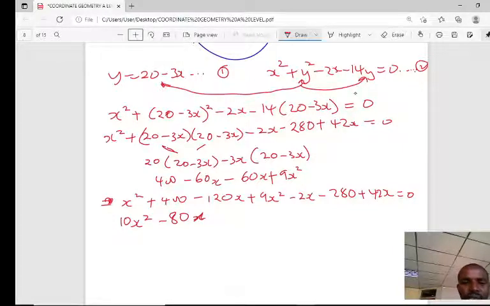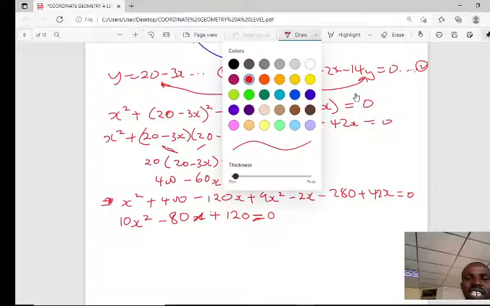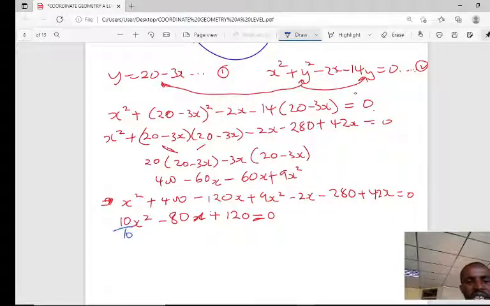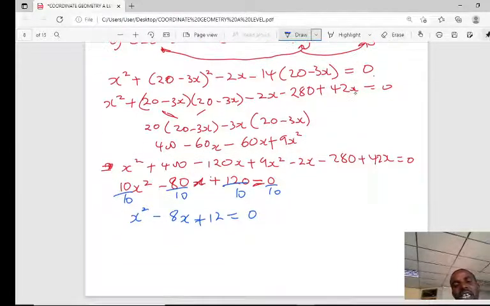Then the x is done. Now the constants. Constant, we have 400 minus 280. What is 400 minus 280? Better use your calculator so that you avoid making mistakes. Right, then done. Now we have to find if there is a common factor. In this case, there is a common factor 10. So given that there is a common factor, you divide everything by the common factor. So it will be x squared minus 8x plus 12 is equal to 0.